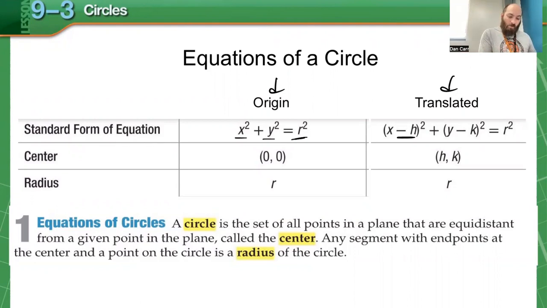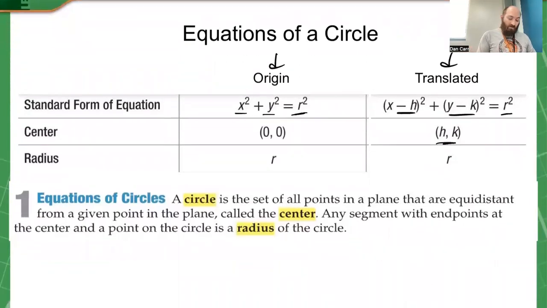We've got x minus h squared plus y minus k squared, but it still equals r squared. (h, k) is my center now. So again, this is taking a circle at the origin and moving it around based on whatever translations we're doing. So where does this apply?